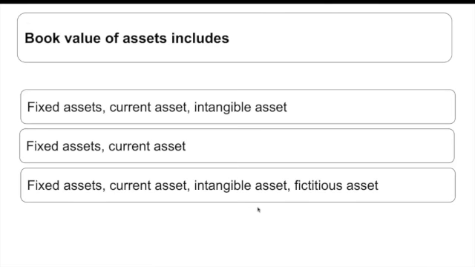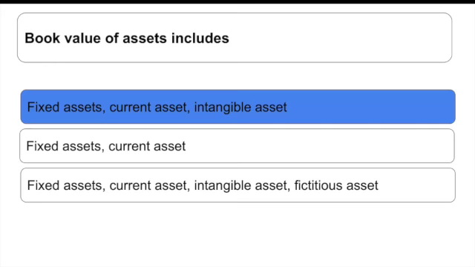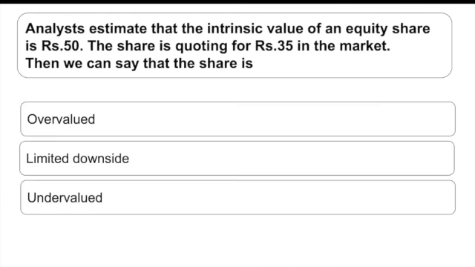Book value of assets include A. Fixed assets, current assets and intangible assets. B. Fixed assets and current assets. C. Fixed assets, current assets, intangible assets and fictitious assets. The correct answer is fixed assets, current assets and intangible assets.